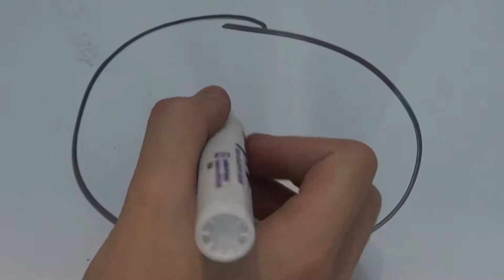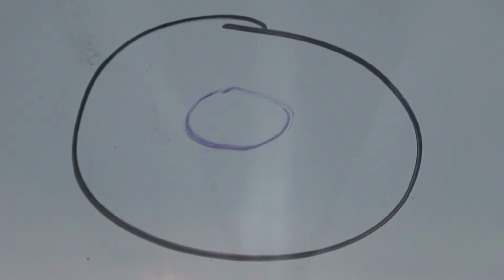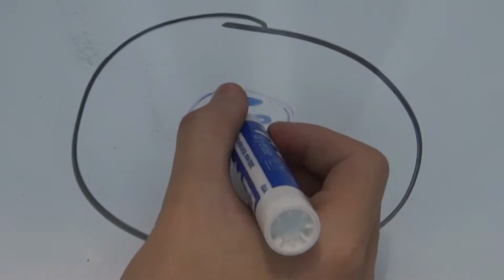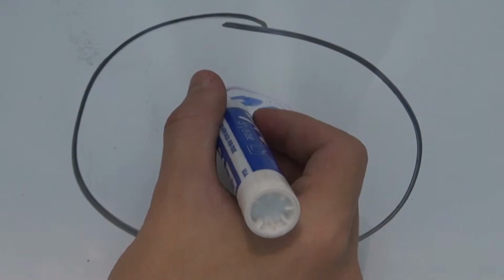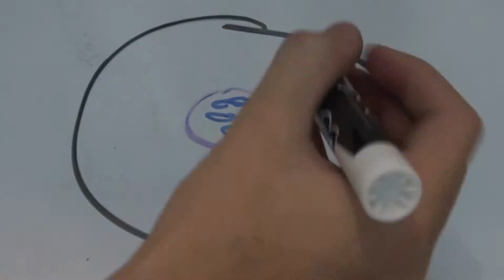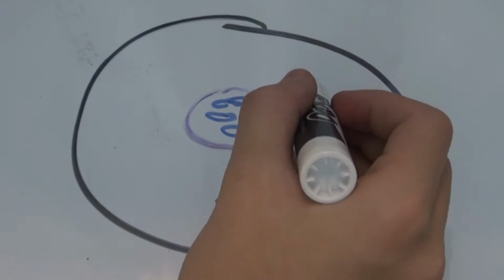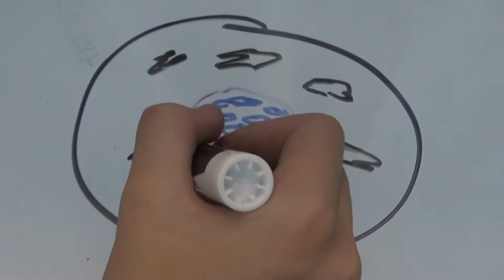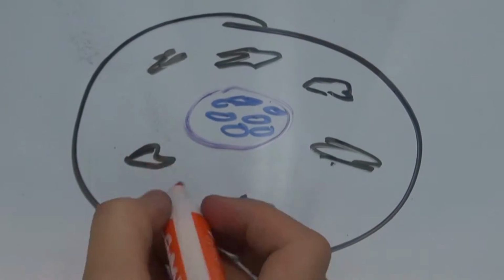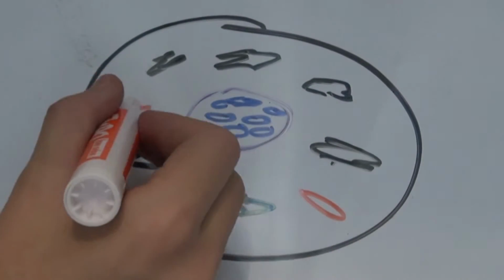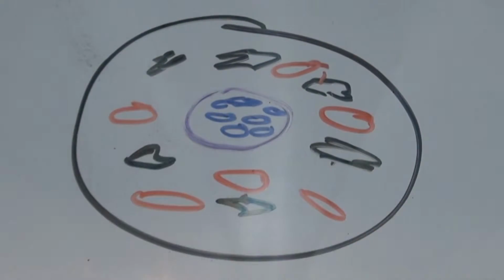The black circle represents the cell membrane. The purple circle represents the nuclear membrane. The blue represents the DNA. The black lines and figures represent the different organelles. The orange represents the mitochondria.